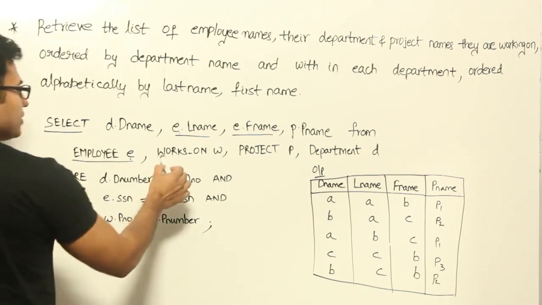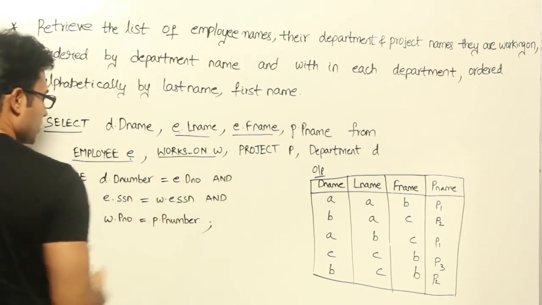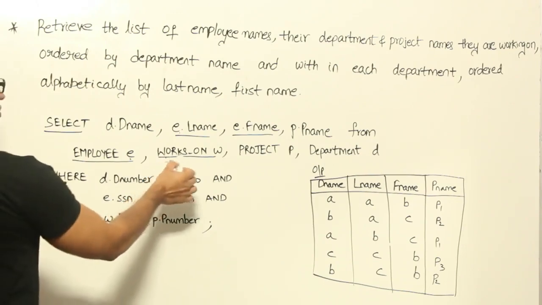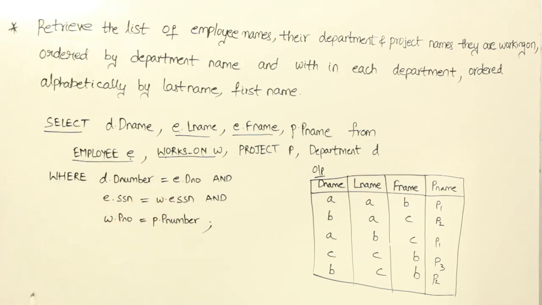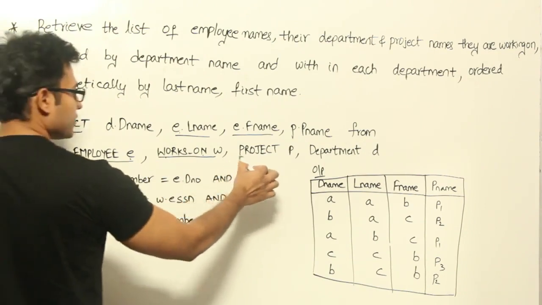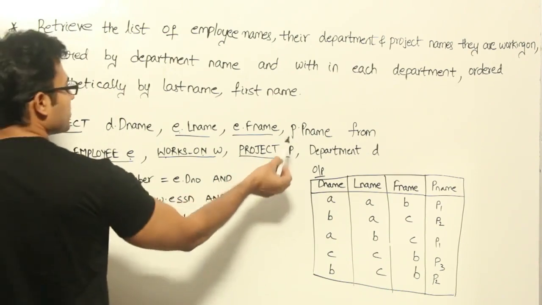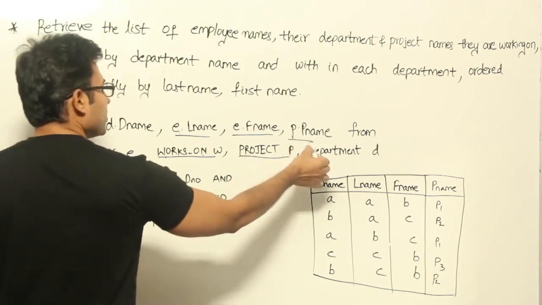And then I need works on table as well, because I want to find out what are the projects on which an employee is working. For that reason I am going to use works on, and I want to find out the project name. That is why I am going to use the project table, and it is named as P. Therefore I am going to write P.Pname.